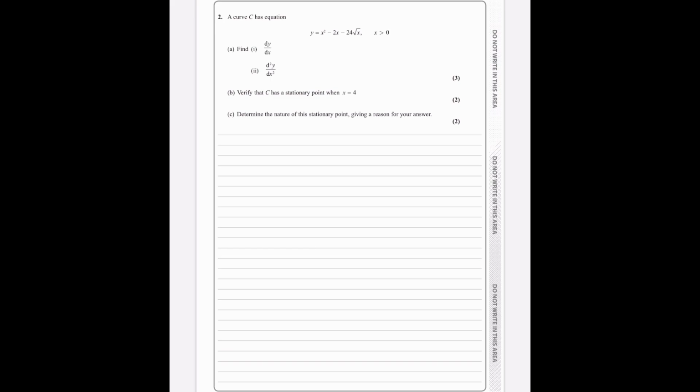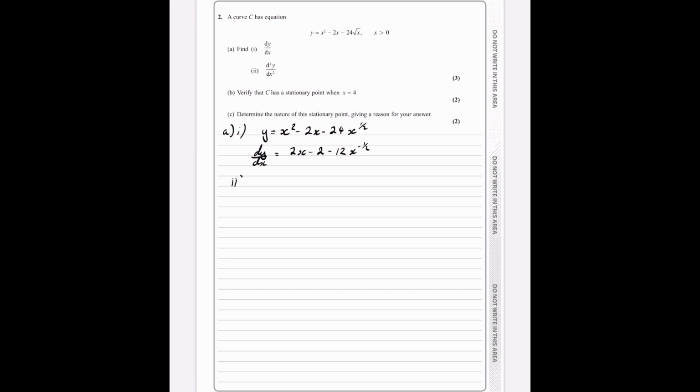Question number 2 is a test of your differentiation skills. So the first step will be to turn the equation into something that is differentiable. We want to write these as a constant multiple of a power of x, and so that means changing the 24 root x to 24x to the half. Then we can apply the standard rules for differentiating a polynomial. Times by the power, subtract 1 from the power. x squared differentiates to 2x.